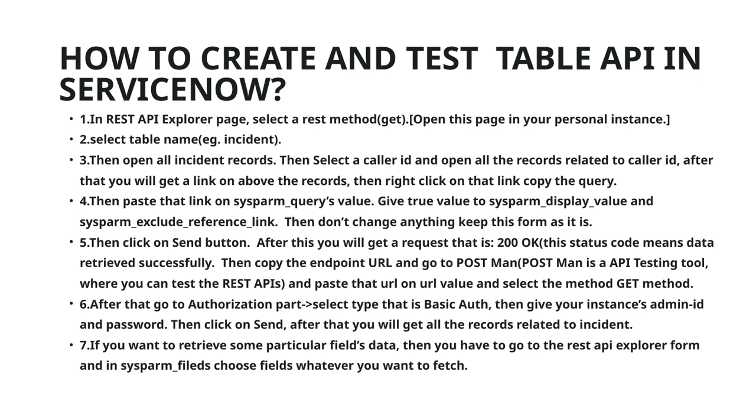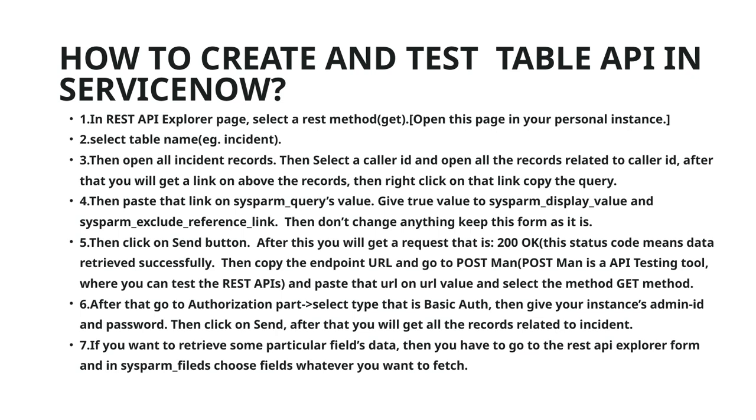Finally, if you're interested in retrieving specific fields rather than all data, you can go back to the REST API Explorer form. In the sysparm_fields parameter, specify the fields you want to fetch. This way, you can customize your API calls to get exactly the data you need, making your process more efficient and targeted.